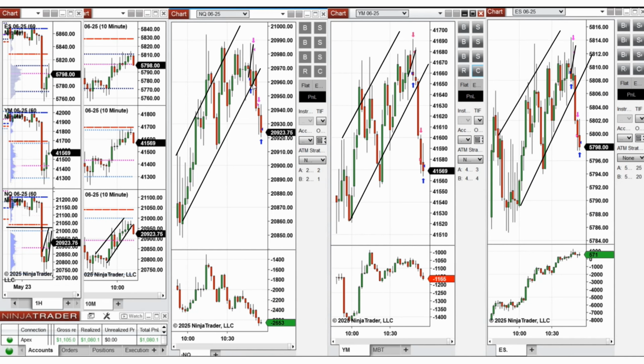And when the price broke this level and the sellers came back and pushed the price lower, as you see here, I took another sell short position with setup C on Nasdaq, Dow Jones and S&P 500 for quick scalp.